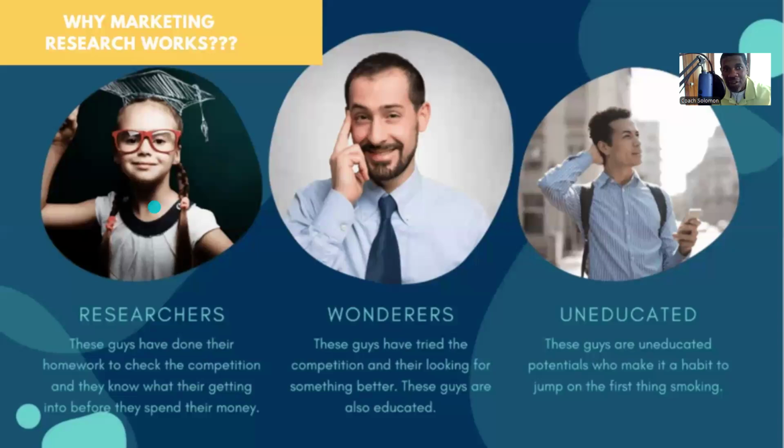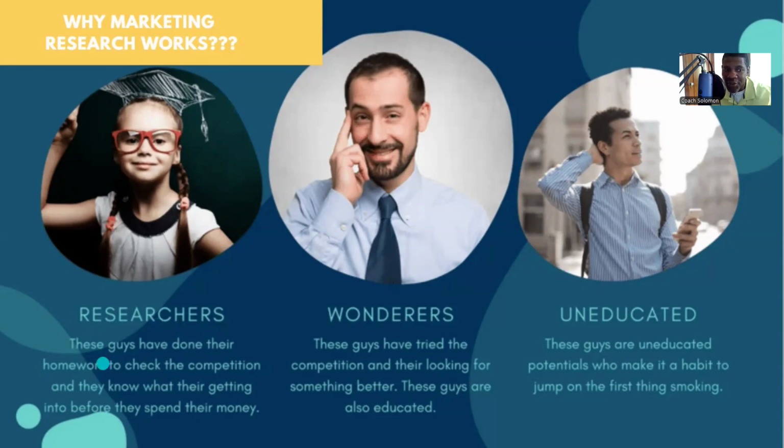Now, why marketing research works, you have to realize in today's world, the customers know more than the people with the websites. Why? Because they're going to Google and they're jumping from website to website to website like a little bunny rabbit. And they're finding about you, they're looking up information about your competition before they spend their money, right? And you have three types of searchers that are out there.